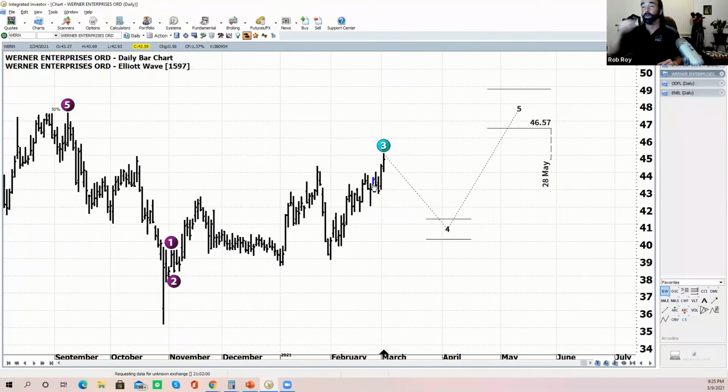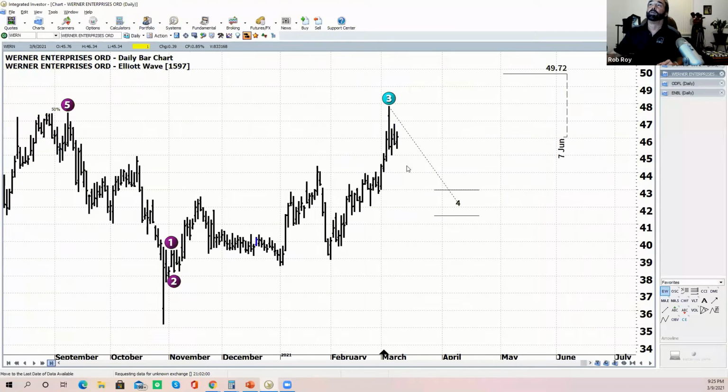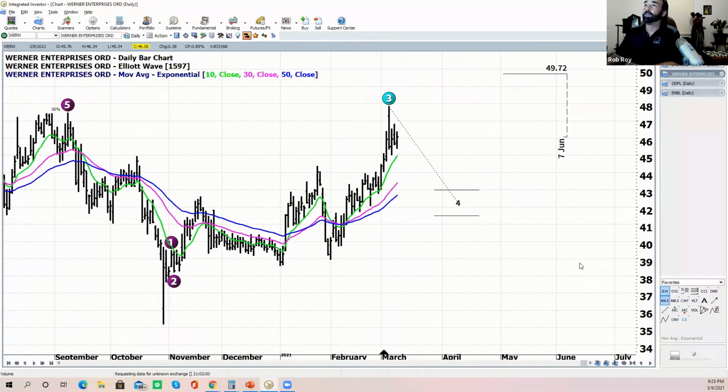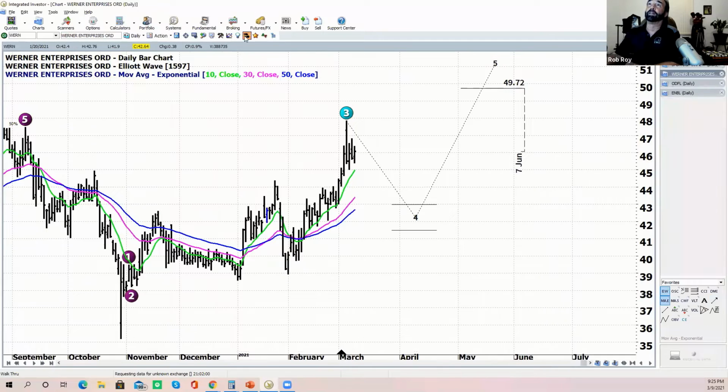And then last week, we looked at WERN, Werner, and you can see where we were then. And moving forward, so we were at 44, and we're up now to 46.06. Had a big up day, opened to the upside nicely on the 4th, couldn't hold it. Little bit overbought, as you probably would suspect. So let's go back and take a look at that.